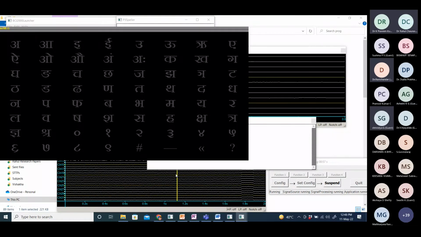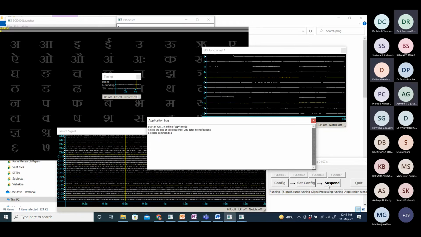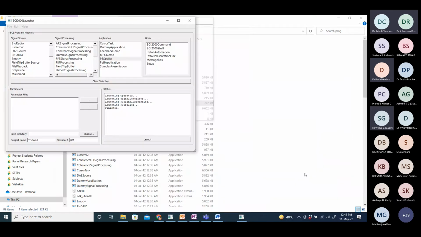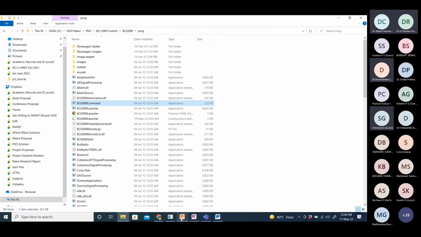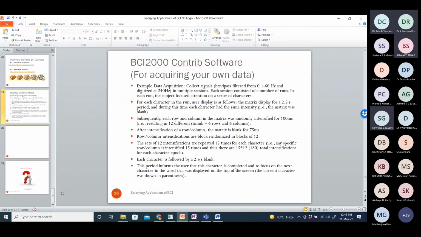Okay, so it will go long for maybe 4-5 seconds. One character is done. So whatever was the character and what it has detected, those things are coming in. Okay, so suspend and quit. So this software also you can use if you are willing to learn it. You can talk to me personally, but I just wanted to give you a demo of how you can use this software. Okay. So I will go to the summary.